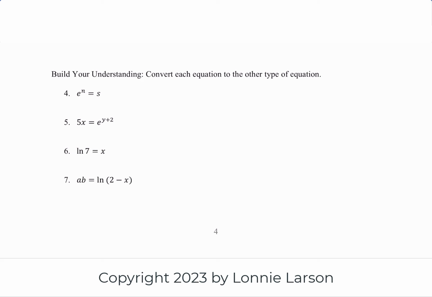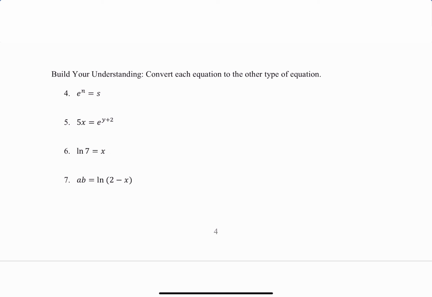I wonder how these went for you. Let's go through them. First, we'll convert e to the n equals s, which is an exponential equation, into a logarithmic equation. So log, what's the base? Same as the base on the exponent, e. Remember, the log is always equal to the exponent, so we're going to write log equals n.